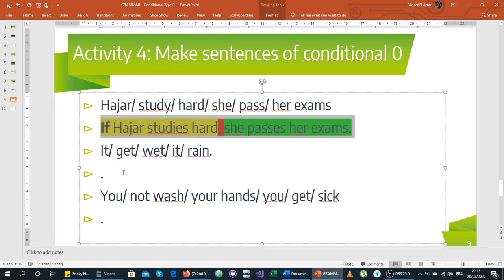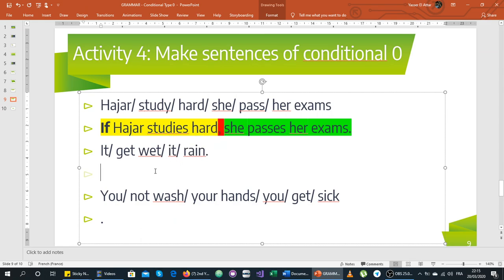Okay, no need for this one because I have a lot of colors. Okay, so let's see. Let's go to this one. So here we have a subject. This is the verb. This is the verb get wet. It can be left like this, and this is the subject again and the verb.